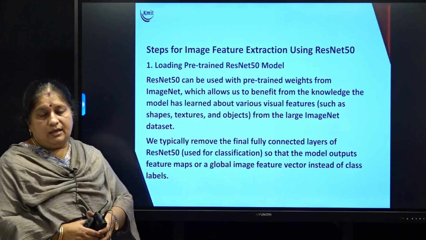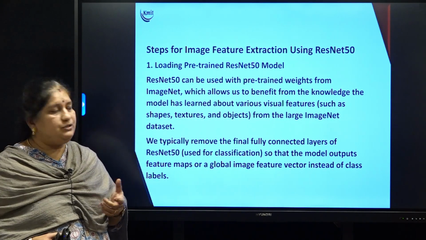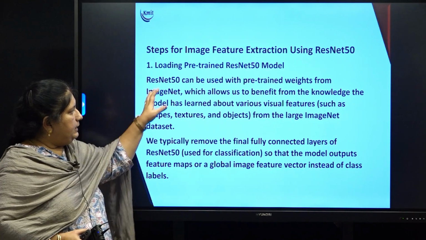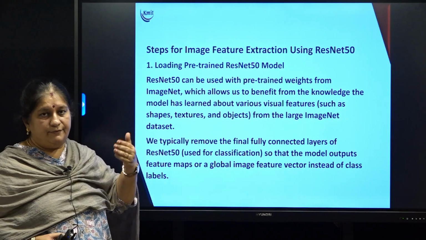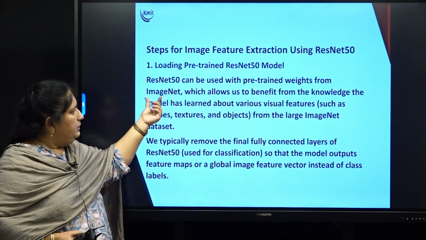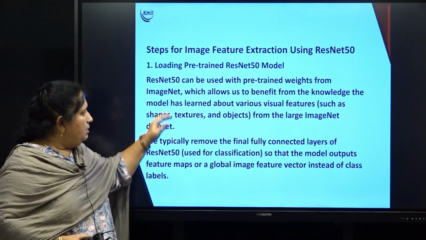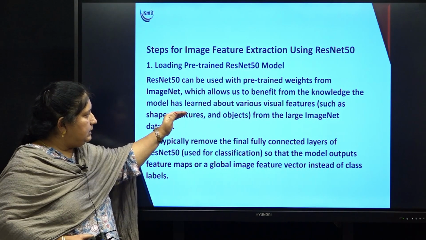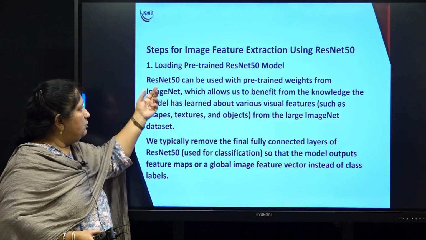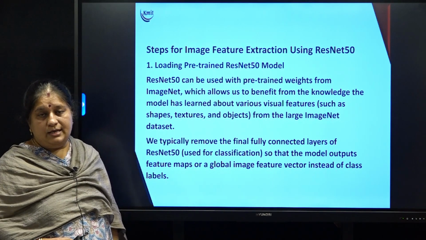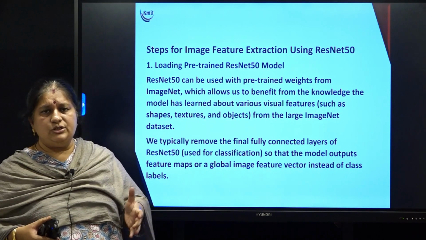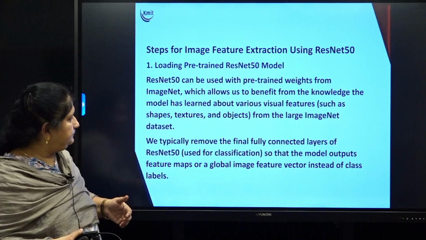What are the steps done under ResNet50 during feature extraction? First one, loading the pre-trained ResNet50 model. It can be used with the pre-trained weights, and which data set are we using? ImageNet, which allows us to benefit from the knowledge the model has learnt about various visual features. Why are we using ImageNet? Because ResNet50 is trained on the ImageNet data set, which has a huge number of images, their features, etc.